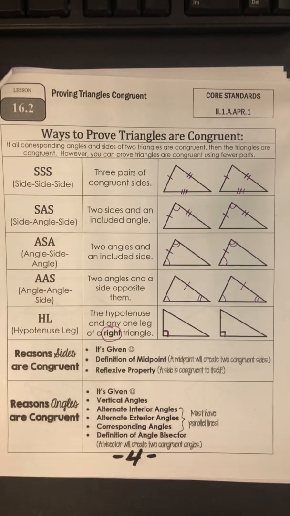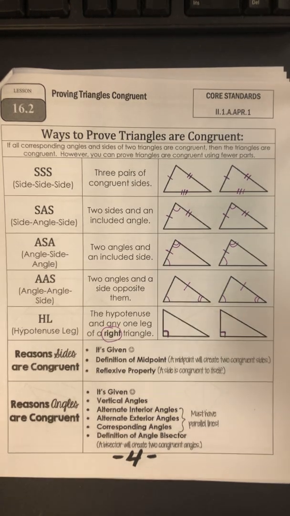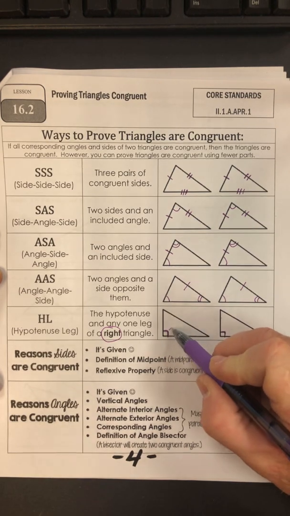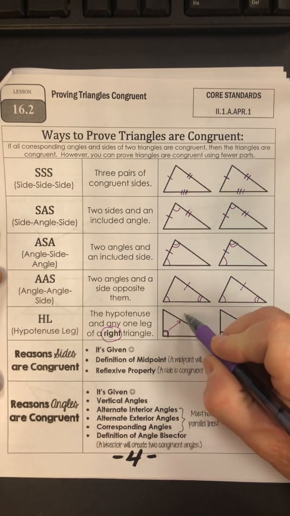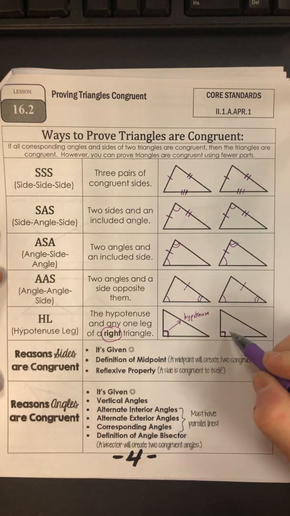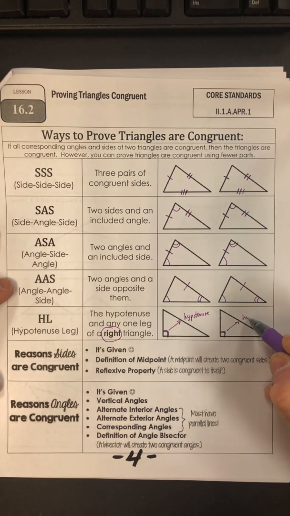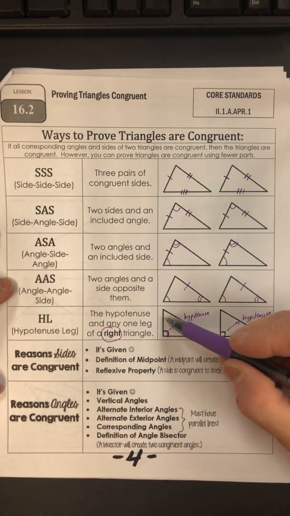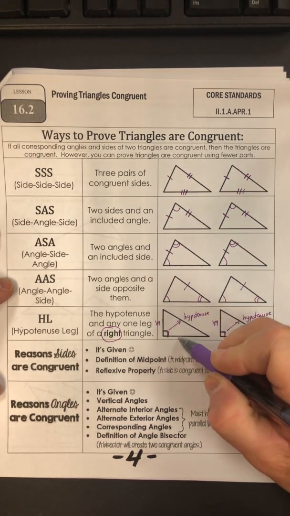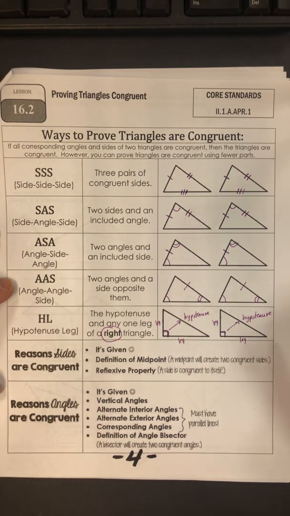The thing about right triangles is that you have this longest side opposite the 90-degree angle. This is called the hypotenuse. Okay, this is the hypotenuse. So the other two sides are called legs. So this is a leg, this is a leg. So we have legs and a hypotenuse.